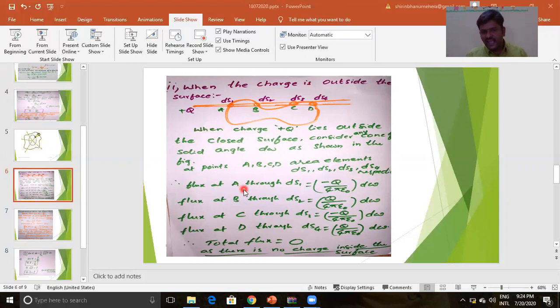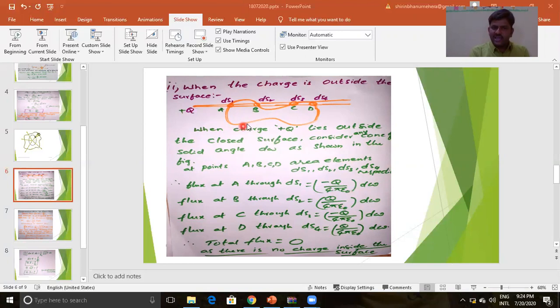So flux at A, in the earlier derivation, we arrived at this flux relation, q by 4 pi epsilon naught d omega. So I am using that relation. As the flux is entering at A, it is negative. At B, it is positive. Because of a single point charge, there is no change in the charge. So at ds1, the flux is minus q by 4 pi epsilon naught. At ds2, it is plus q by 4 pi epsilon naught.